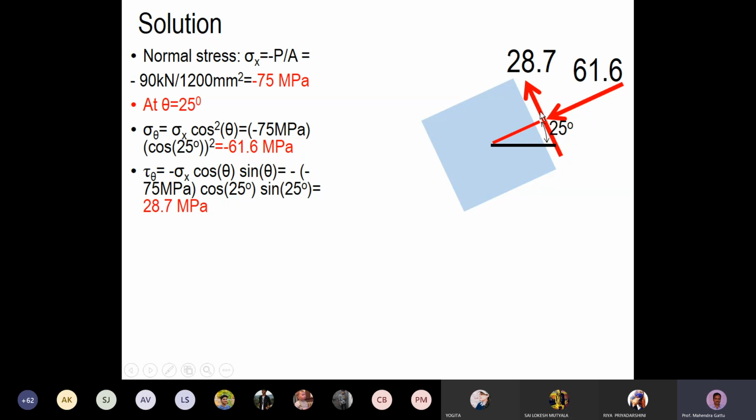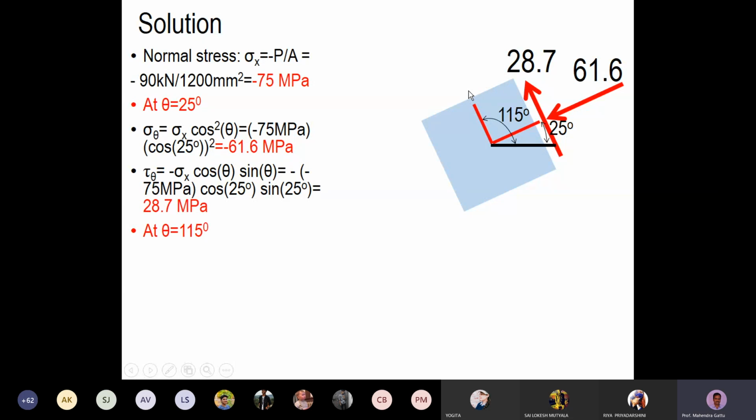Okay. Now what we'll do is we'll calculate the stress on this face. This looks like an edge, but it is actually a face. So first we'll draw a normal here and see what angle it is making.